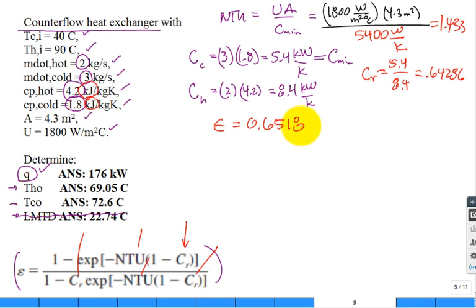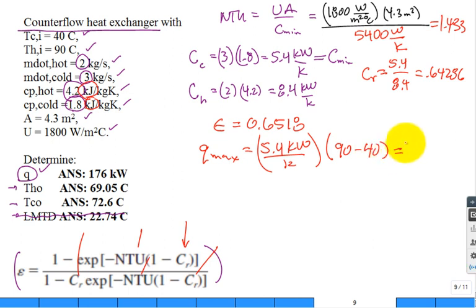Okay. And so our maximum rate of heat transfer is our C min, which is 5.4 kilowatts per Kelvin, times temperature hot in, which is 90, minus temperature cold in, 40. And Qmax comes in at 270 kilowatts. Knowing the effectiveness and the maximum rate of heat transfer, you calculate Q is equal to effectiveness times Qmax. And you'll calculate 176 kilowatts.